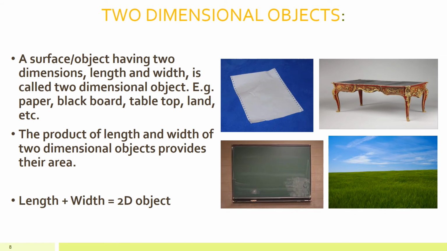Two-dimensional objects. A surface or an object having two dimensions, length and width, is called a two-dimensional object. Example, paper, blackboard, tabletop, land, etc. The product of length and width of two-dimensional objects provides their area. It is length times width for a two-dimensional object.